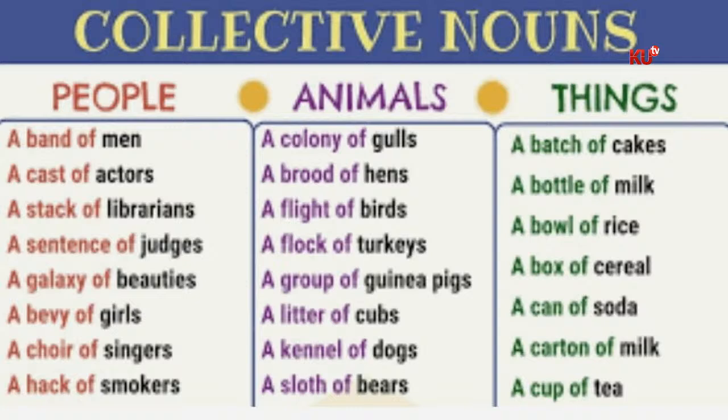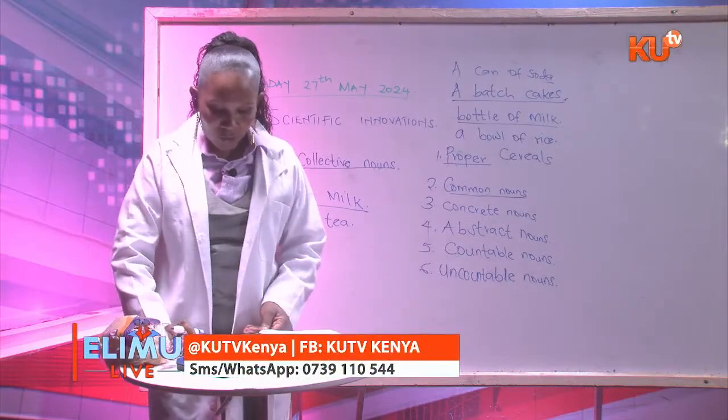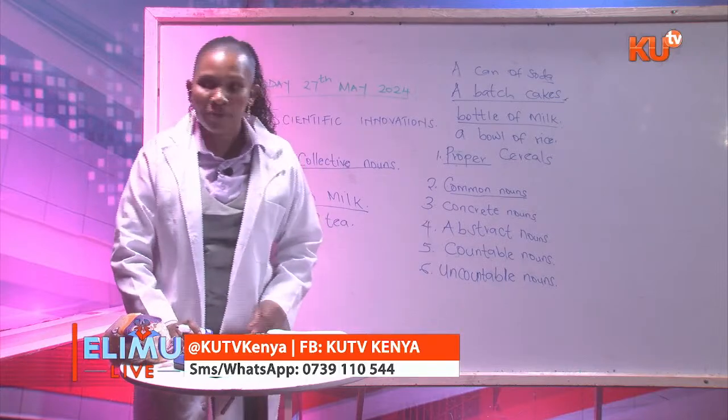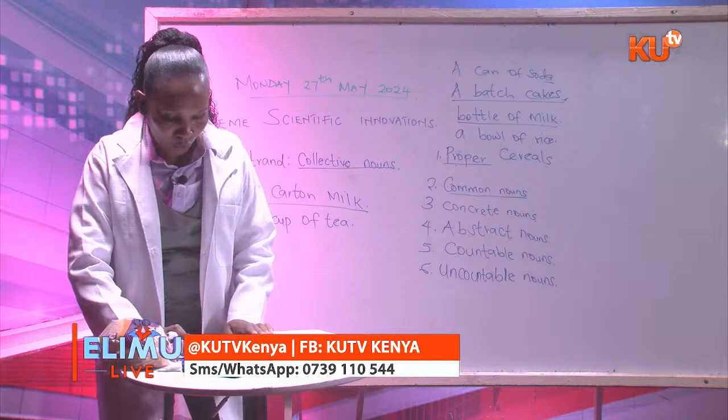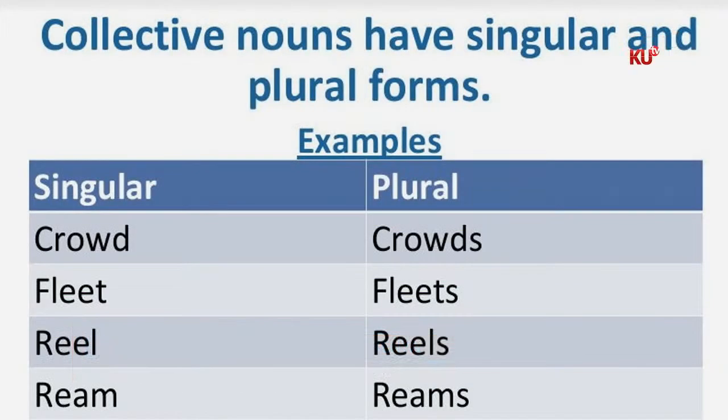Now, let us go through and look at collective nouns. They have singular and plural forms. Collective nouns, we have singular and plural forms.